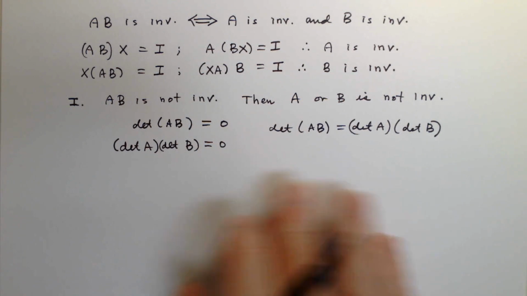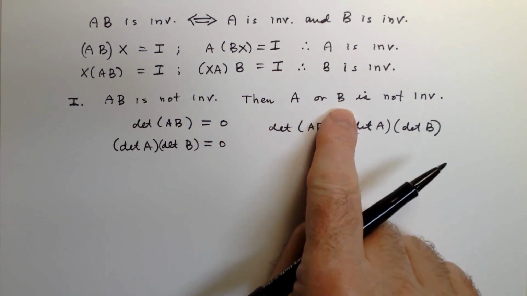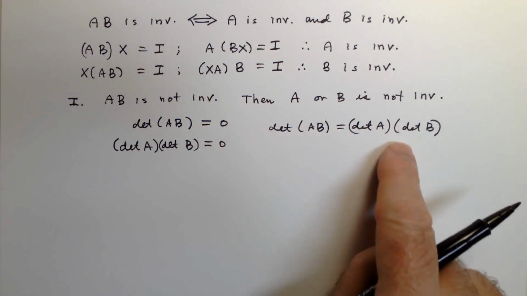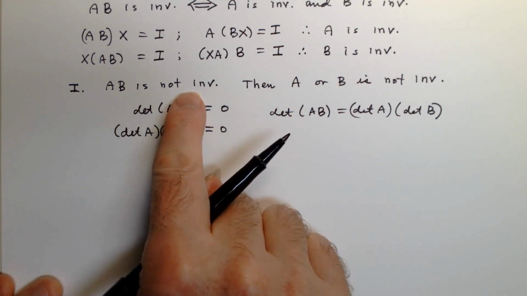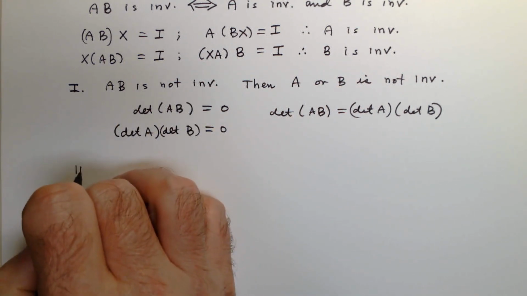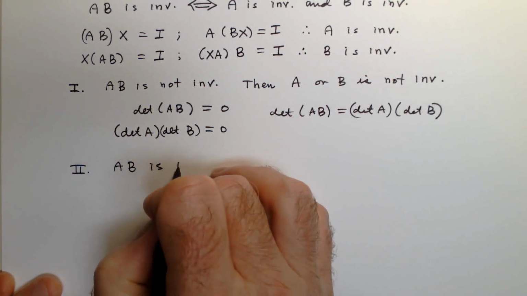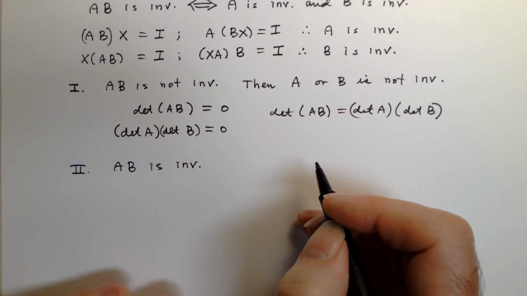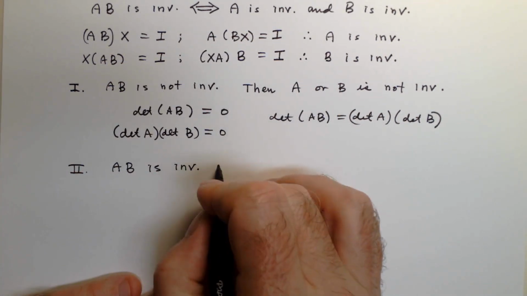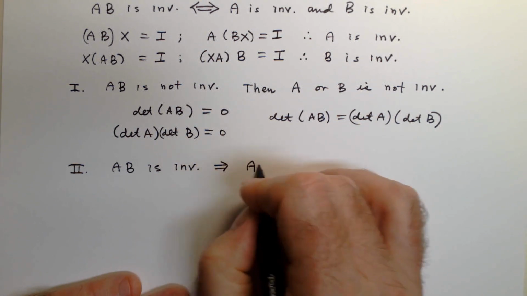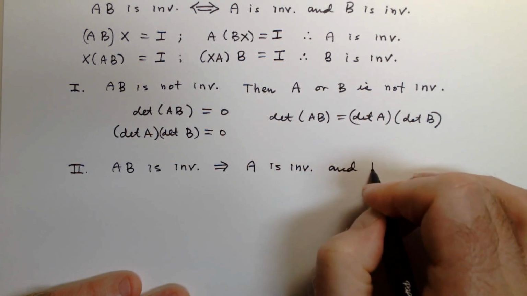So there's really nothing very interesting going on in this case. If AB is not invertible, then one of these two is not invertible, and we just have this 0 equals 0 case. All right, the more interesting case is the case where A times B is invertible. Now in that case, we know from our little lemma above here, if A times B is invertible, that implies that A is invertible and B is invertible.